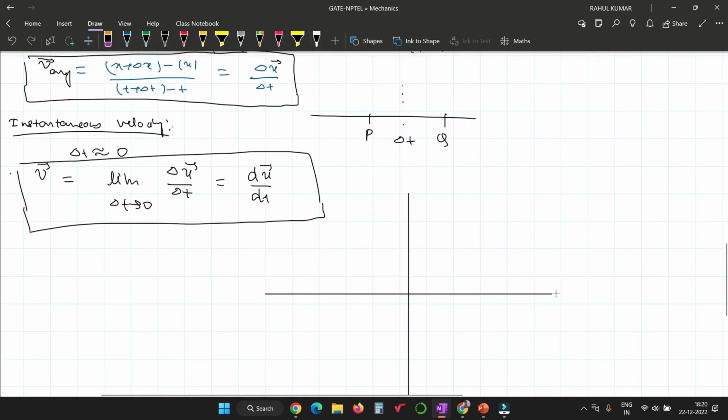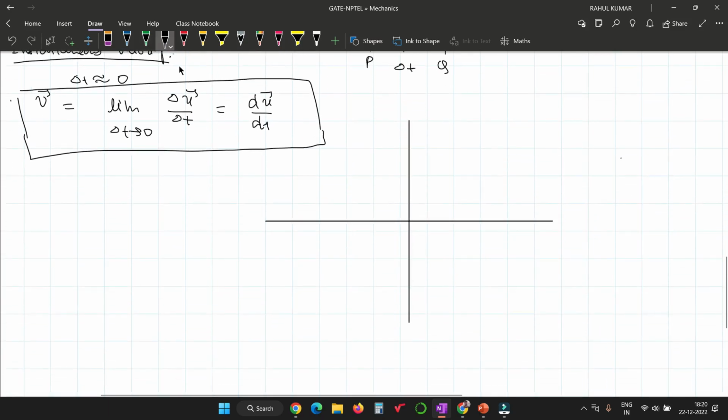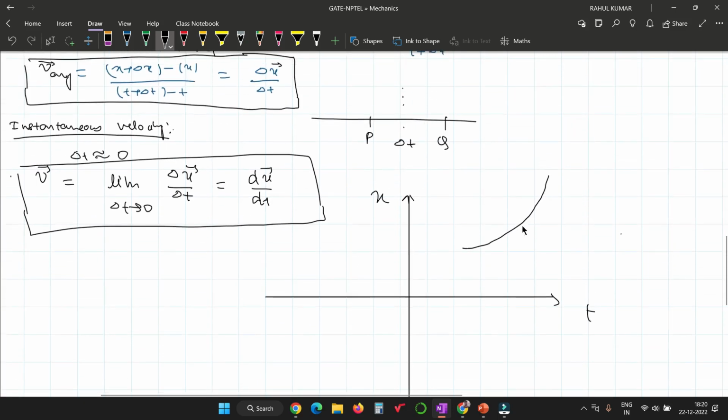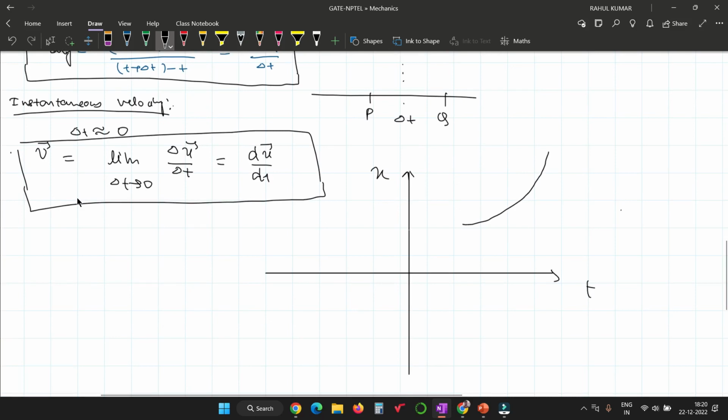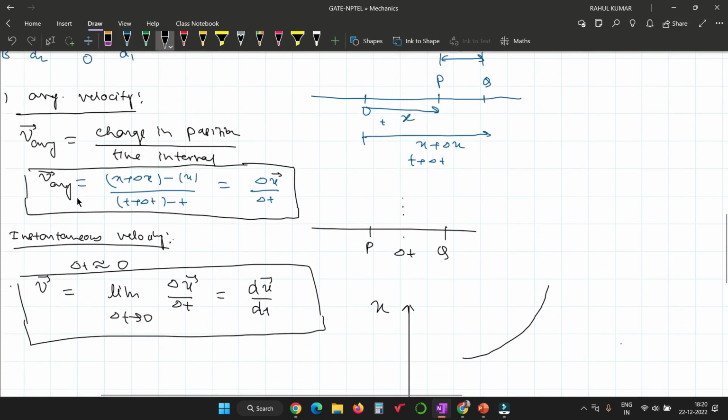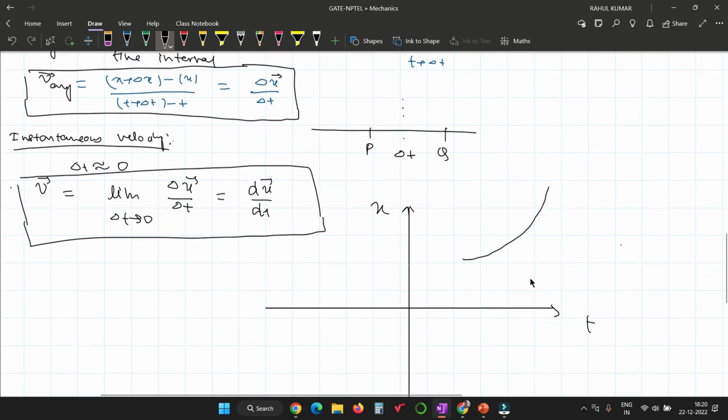Okay, so if you want to interpret it graphically, what will happen? Suppose I have a graph of position versus time t, and the path of the particle is like this, since I'm not talking about straight line motion. I'm just giving an example, because the concept of instantaneous velocity and average velocity is the same everywhere. Suppose the particle is at point A, and after a certain time the particle is at point B, and the position of the particle at A is R A.